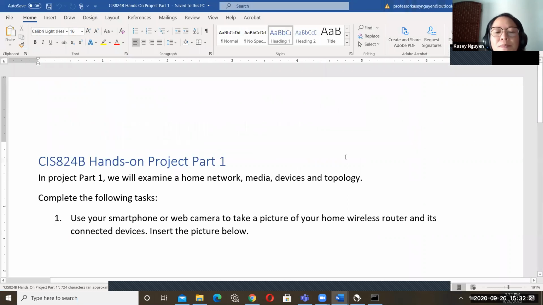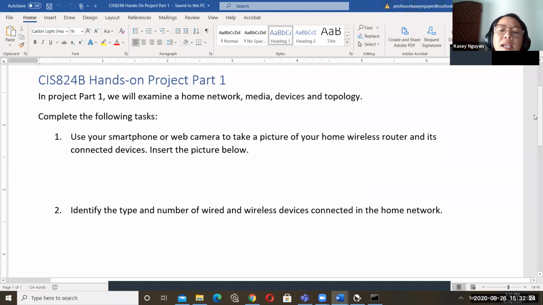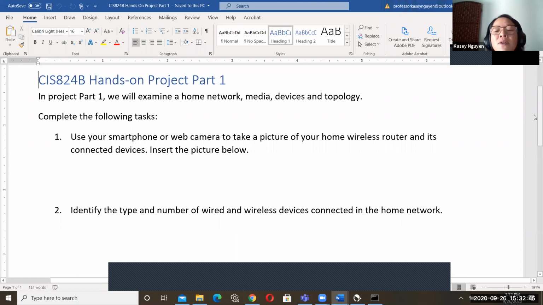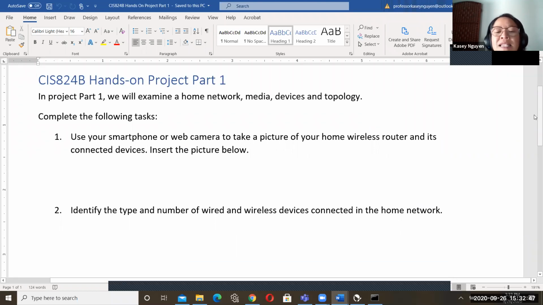Project part 1 basically tells you to take your smartphone or your web camera and take a picture. I don't need the whole entire thing. You can have a laptop or a desktop connecting to it. And if you don't have a home network, you can use somebody else's home network. That's fine. The whole point is to look at the devices in that network and be able to see how you can maintain it and upgrade it eventually if you need to. So first, take a picture of your network, okay?